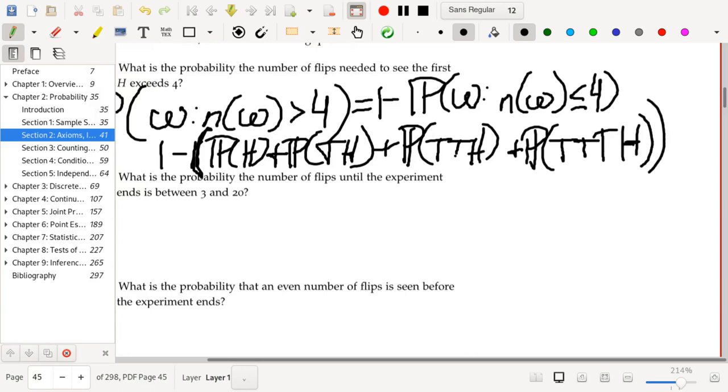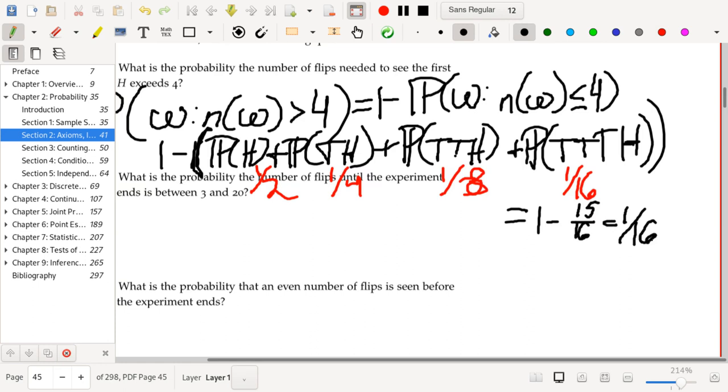And we can in fact figure out what each of those probabilities are. The first probability is going to be 1/2. The second is going to be 1/2 to the power of 2, or 1/4. The third is going to be 1/2 to the power of 3, or 1/8. And the last one is going to be 1/2 to the power of 4, or 1/16. And long story short, this is going to be equal to 1 minus 15 over 16, which is equal to 1 over 16.